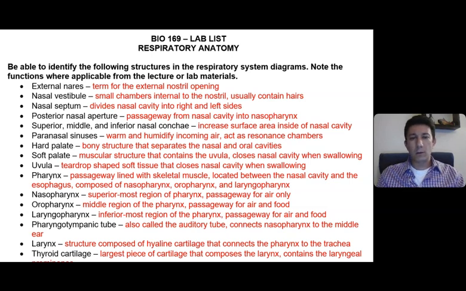One structure that I'll point out before we leave the discussion of the pharynx is this structure called the pharyngotympanic tube, which is also referred to as the auditory tube. The auditory tube functions to connect the nasopharynx to the chambers that are in the middle ear, and it functions to help equalize the pressure between the nasopharynx and the middle ear.